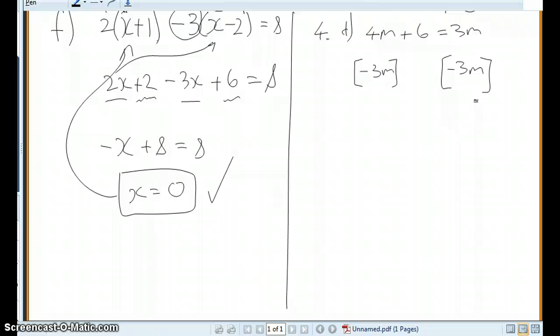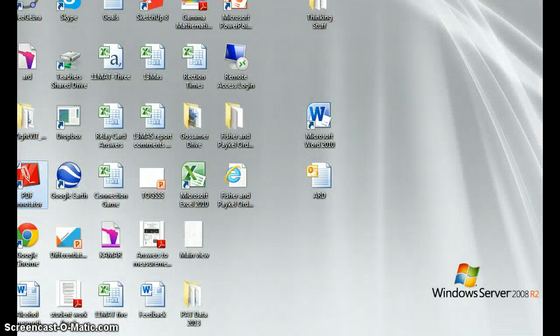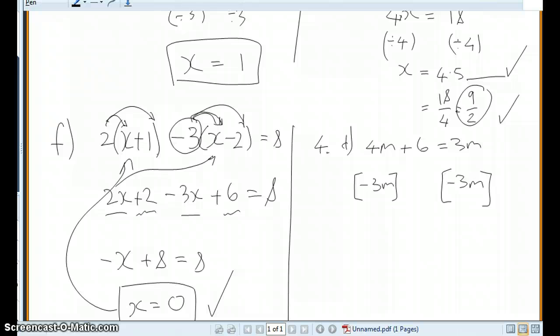Some of you are sort of trying to take shortcuts. Take away 3m from the right hand side. I've taken the same amount from each side, so it's legal. Take away 3, I've got nothing. 4 minus 3 is just m, and the 6 is still there. M is going to equal negative 6.